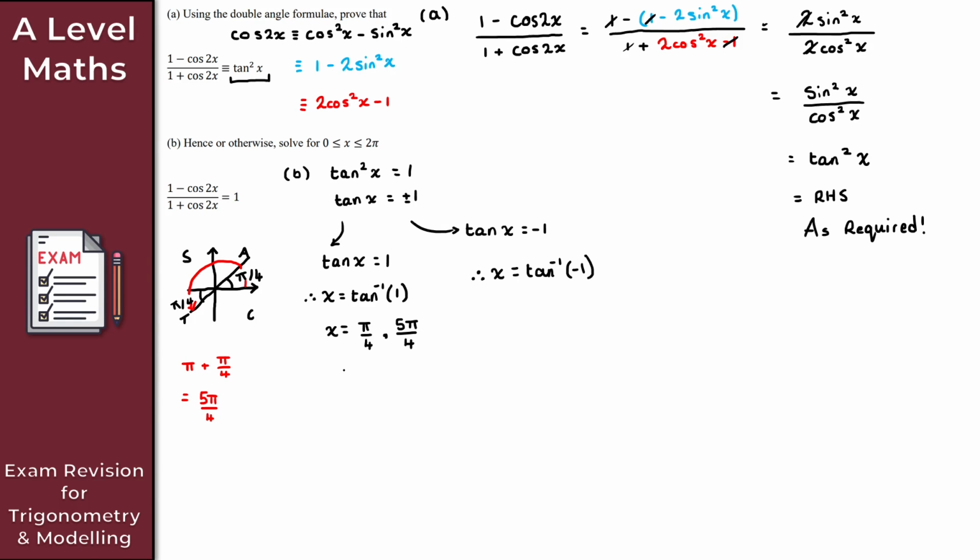Okay? So now moving on to this equation here, so tan x is equal to minus 1. So as we mentioned before, right, x is equal to tan inverse of minus 1.